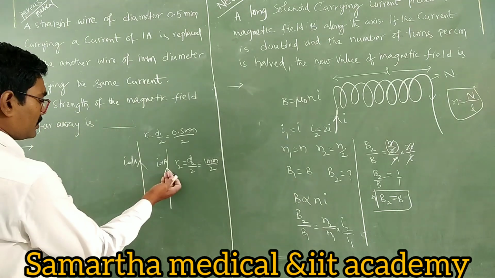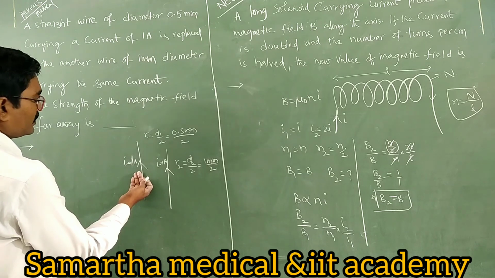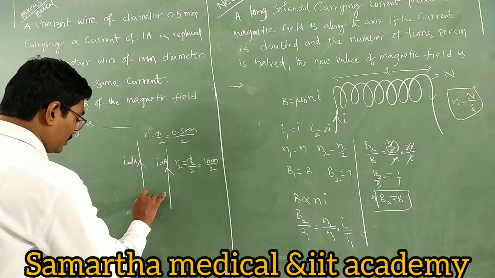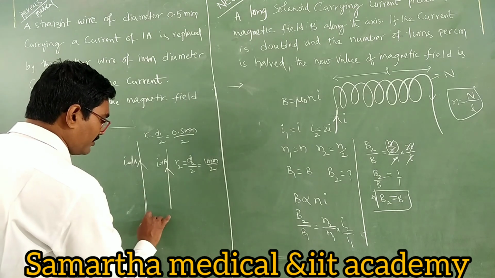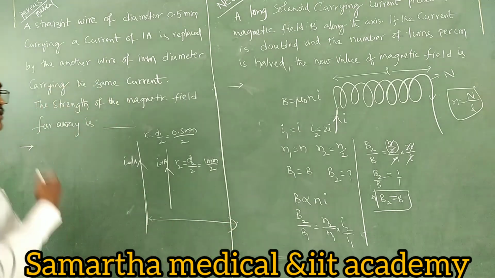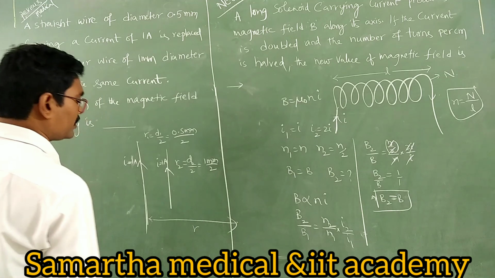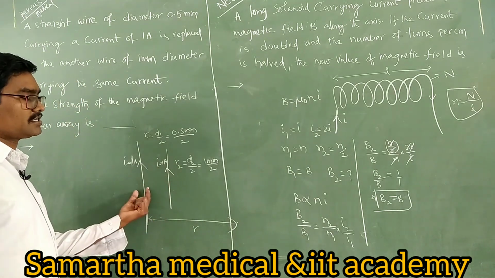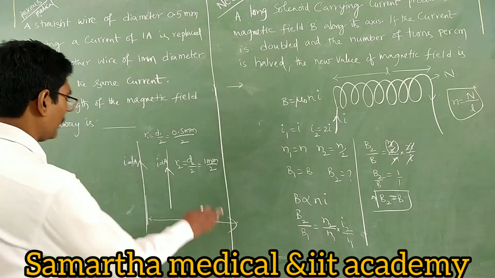So this conductor is also placed here only. Both are in the same position, so it is considered from very far away. Very far away, what is the magnetic field from this conductor as well as from this conductor? That is the value they are asking.